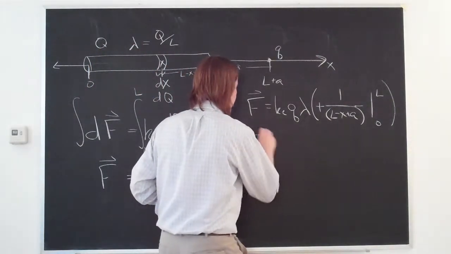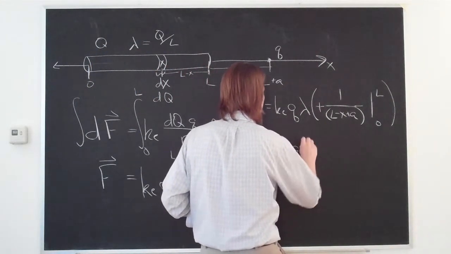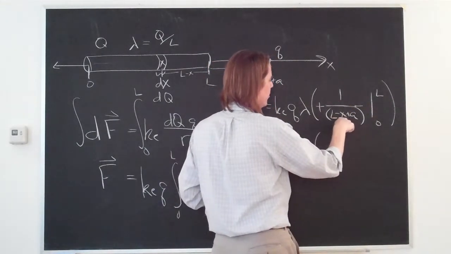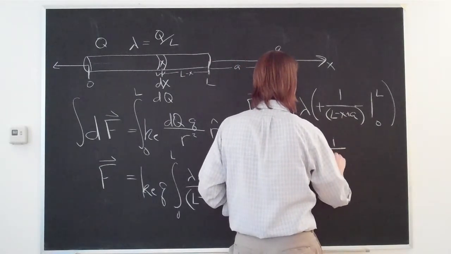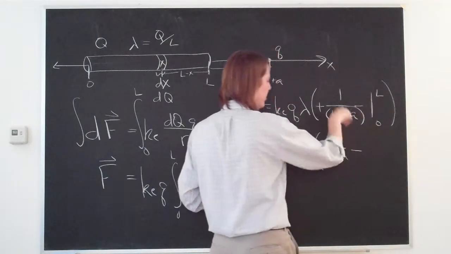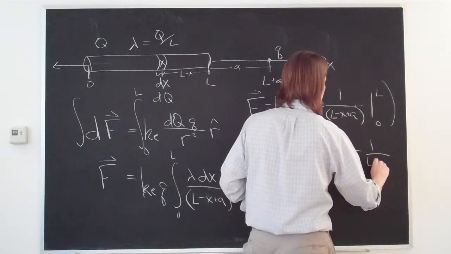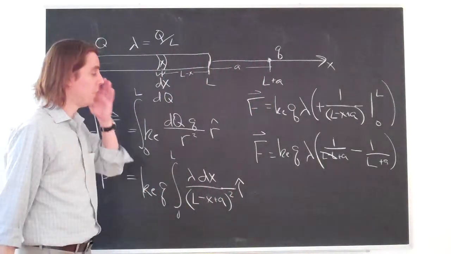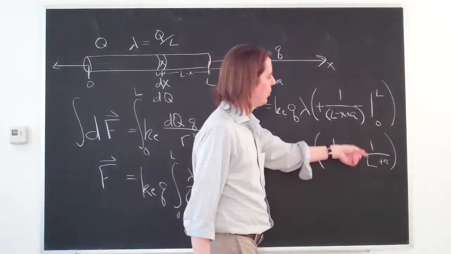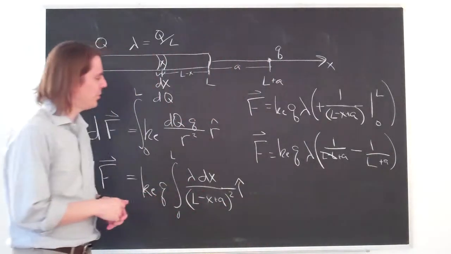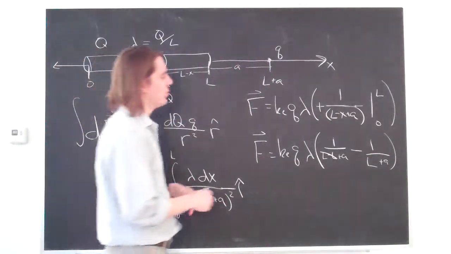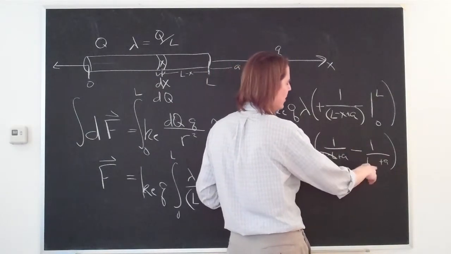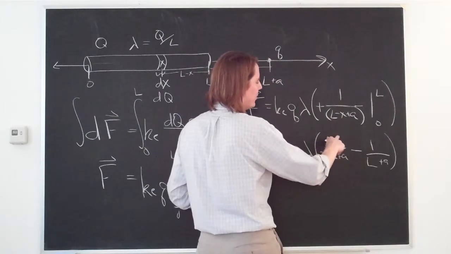All right, so let's see. That means that the force is keq lambda. And we plug in L, we get 1 over L minus L plus A, minus, and then we plug in 0, 1 over L minus 0 plus A. And you can see those two L's cancel. So we have 1 over A minus 1 over L plus A. So if we want to combine those and make it look nice, we just go with the product of the two denominators. So we get a common denominator of A times L plus A. So for this one, we multiply it by L plus A over L plus A.